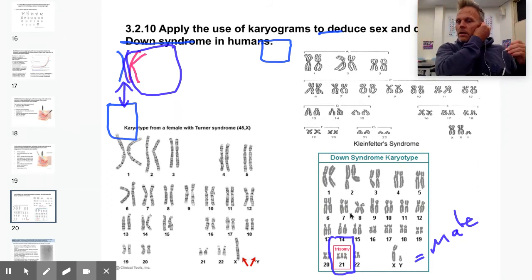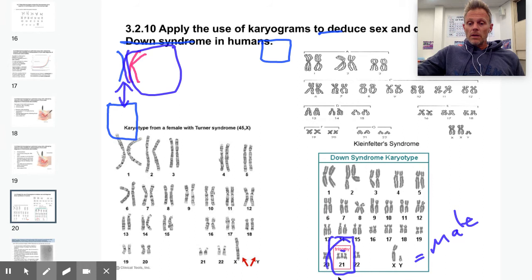Everything's okay. So we're going to talk in detail about how that looks in meiosis. So that's how that happens. So when you see 3 chromosome 21s, please remember that's Down syndrome. But there's also other mistakes that can happen. I've never seen them ask on an IB exam.